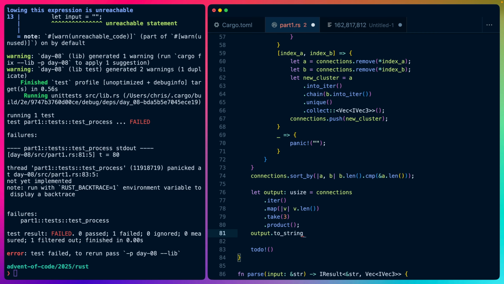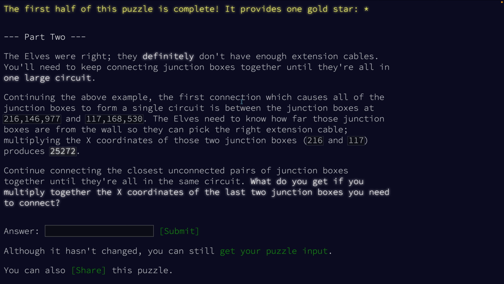They definitely don't have enough extension cables. You'll need to keep connecting junction boxes together until they're all in one large circuit. Continuing the above example, the first connection which causes all of the junction boxes to form a single circuit is between the junction boxes. The elves need to know how far these junction boxes are from the wall so they can pick the right extension cable. Continue connecting the closest unconnected pairs until they're all in the same circuit. What do you get if you multiply together the x coordinates of the last 2 junction boxes?